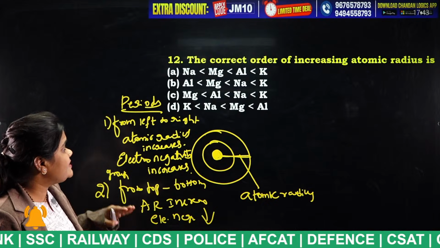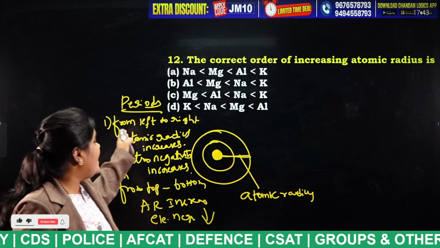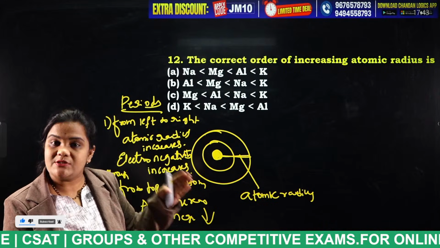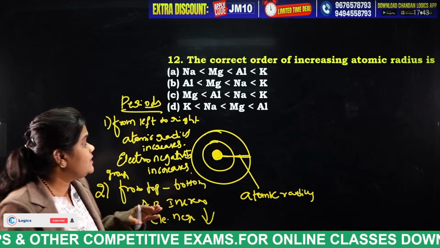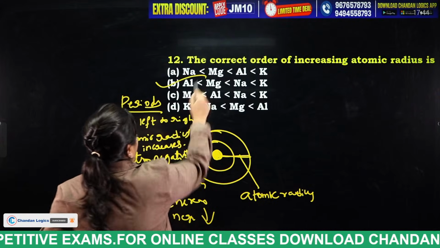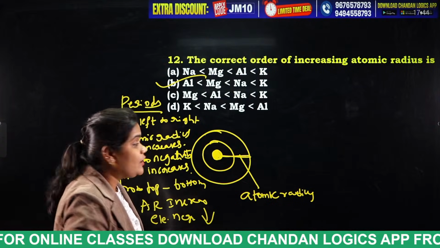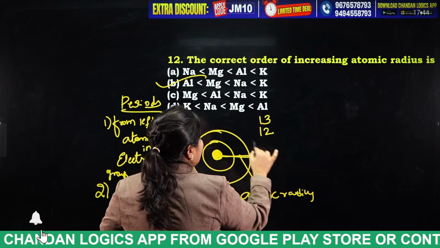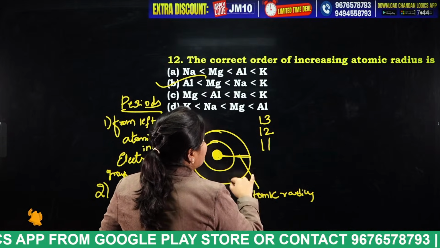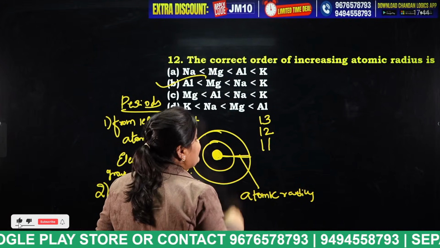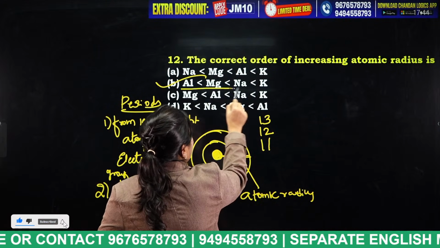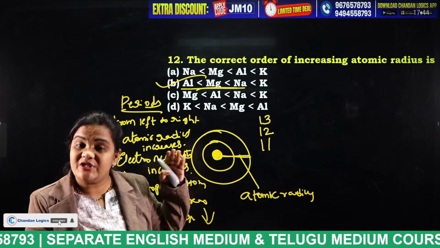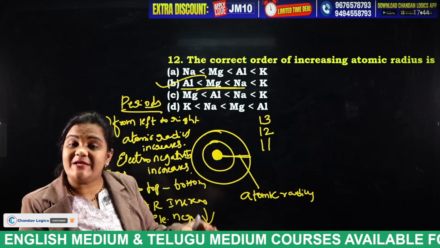And what is the answer, students? As we said in point number 1, as we move from left to right, atomic radius decreases. Taking option B, aluminium has atomic number 13, magnesium 12, and sodium 11, and what is the atomic number of potassium? I answered in the comment section. The first three elements are placed in period 3 and potassium is placed in period 4.